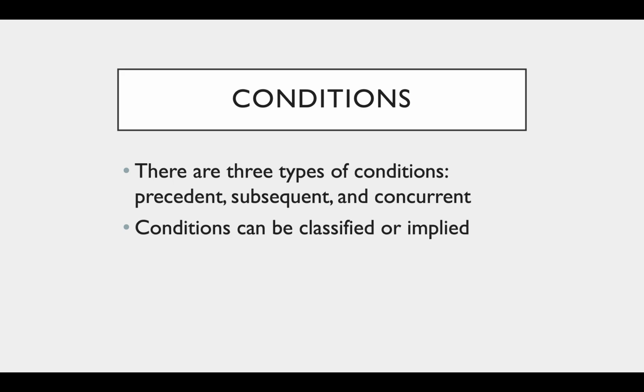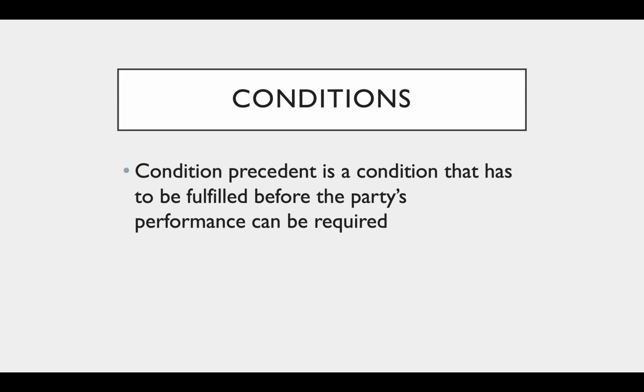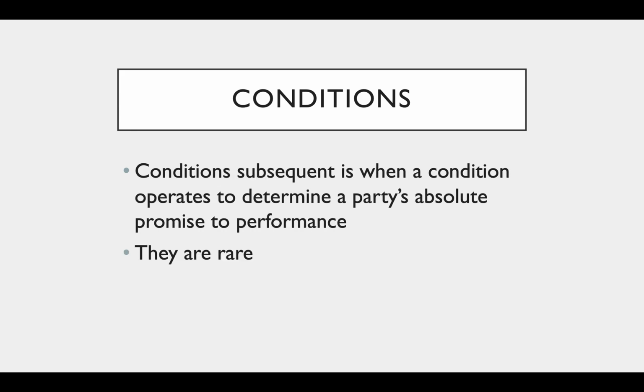There are three types of conditions: precedent, subsequent, and concurrent. Conditions can also be classified as express or implied. Condition precedent is a condition that has to be fulfilled before the party's performance can be required. Condition subsequent is when a condition operates to terminate a party's absolute promise to perform, and these are rare.